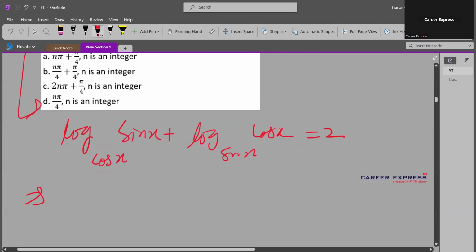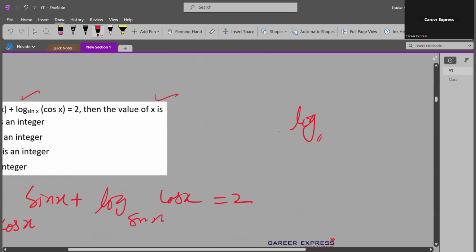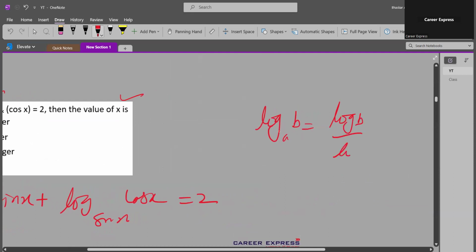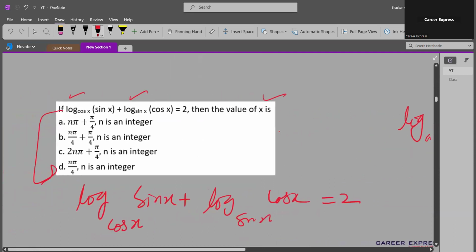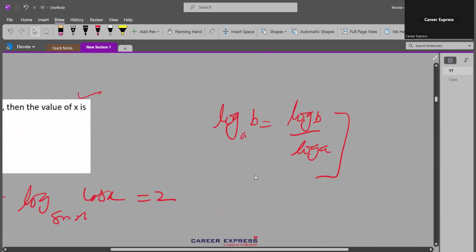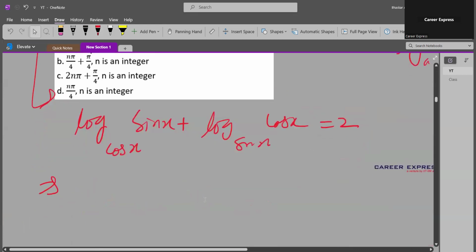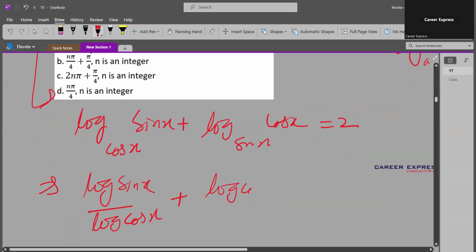Now, there is a property of log_a b, where a is in the base. This can be written as log b by log a. Now, using this property, in this case both the logs will have another base which will be common for both of them. So here, if I use the same property, this can be written as log sin x upon log cos x plus log cos x upon log sin x, and that is equal to 2.